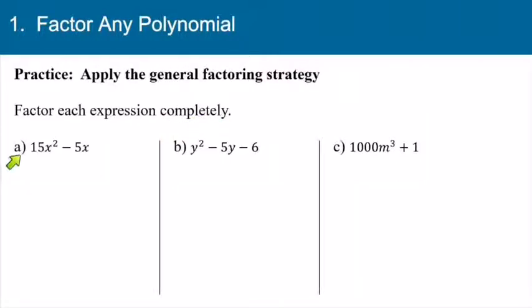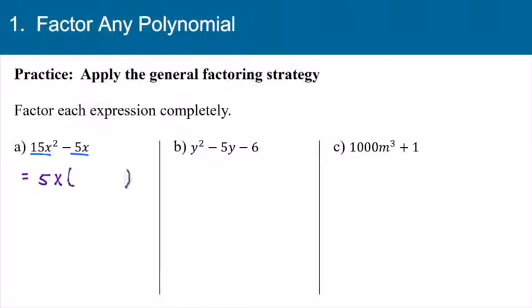So when we look at part A, and we see 15x squared minus 5x, that is a binomial, but I see a GCF here. So step 1 is factor out the GCF. I see that 5 goes into both of these coefficients, and I see that both terms contain an x. So our GCF is 5x.